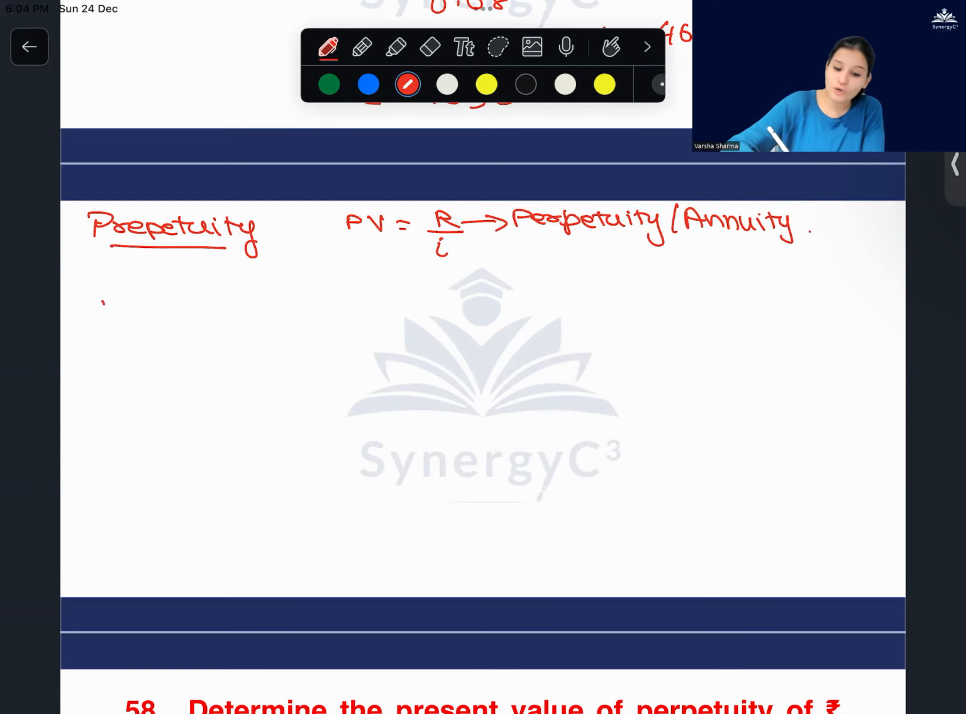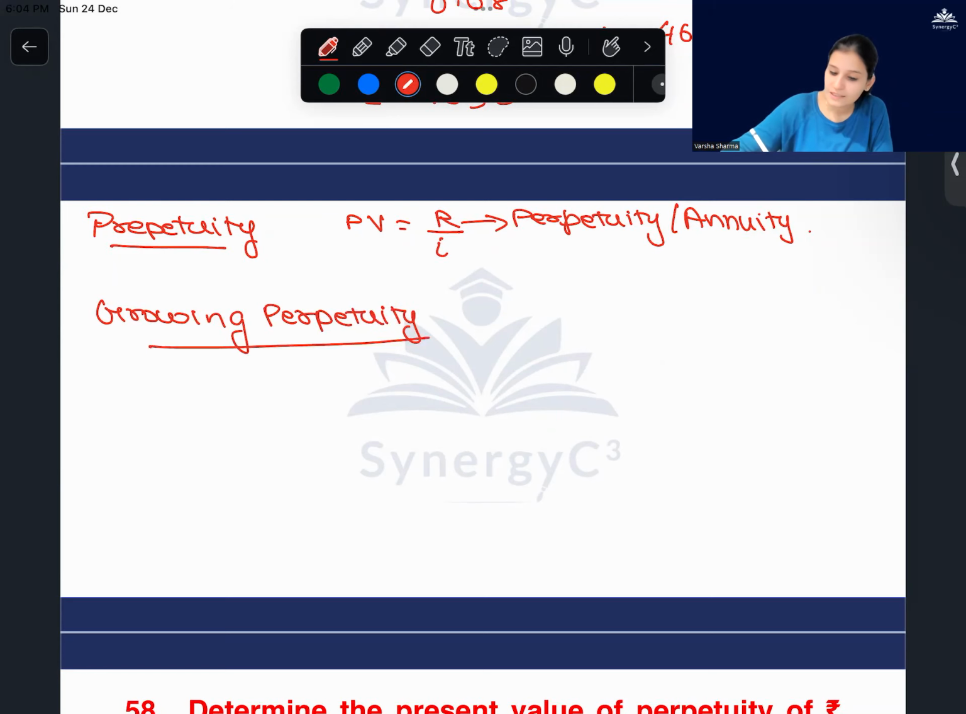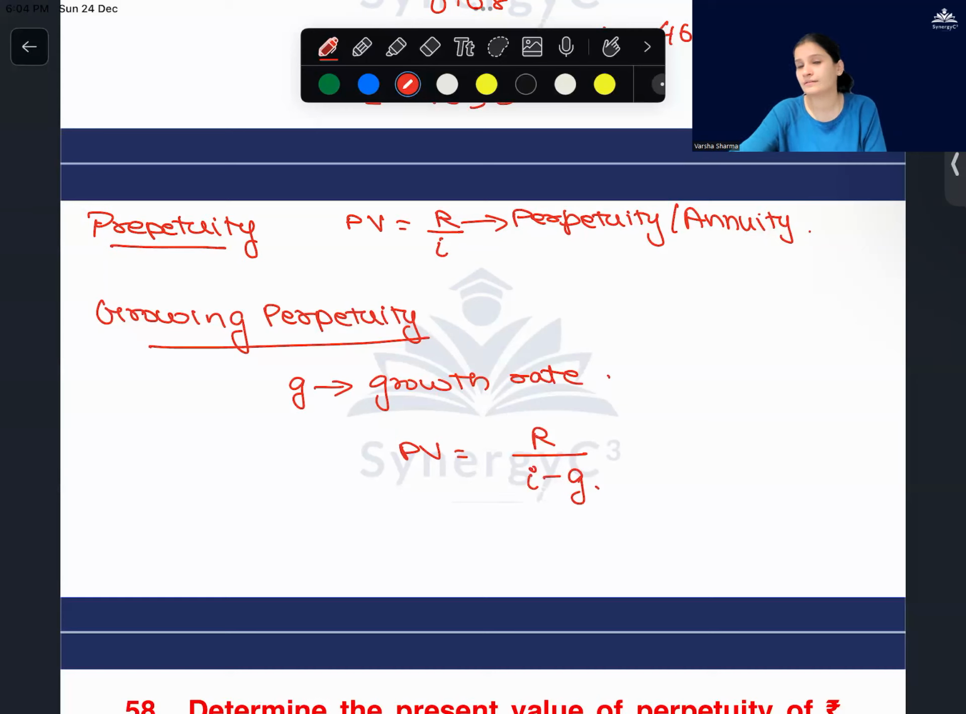And if it is a growing perpetuity, suppose G is your growth rate. It will be written in the question that it is growing or yielding at this rate. In that case, it will be R upon I minus G. Very easy questions. Direct.